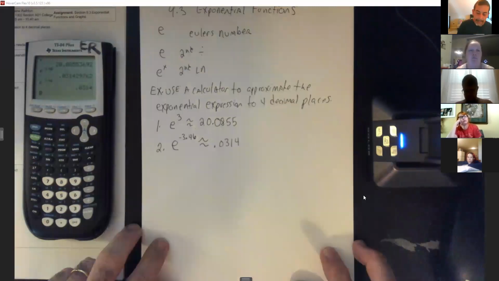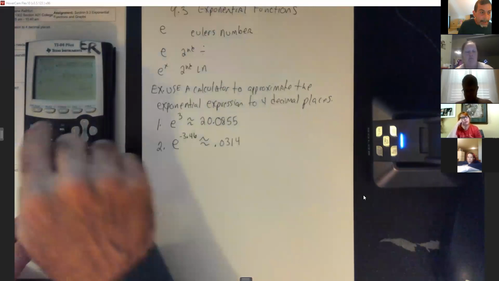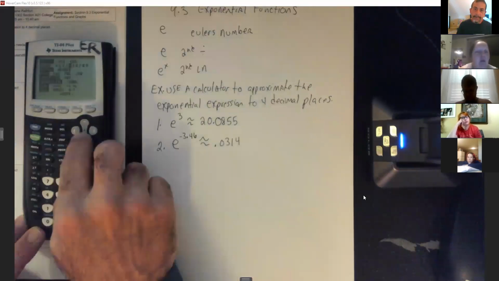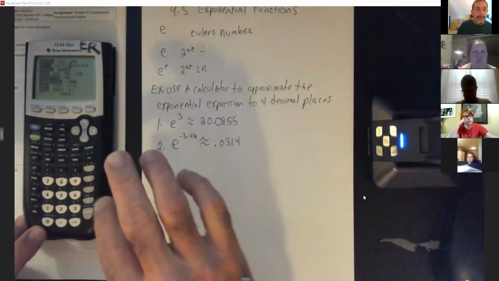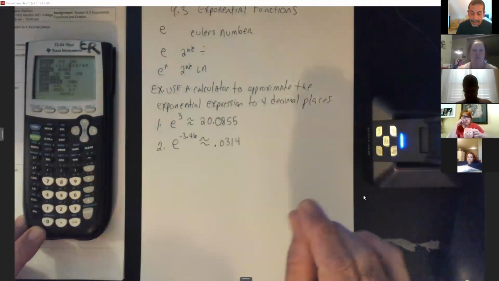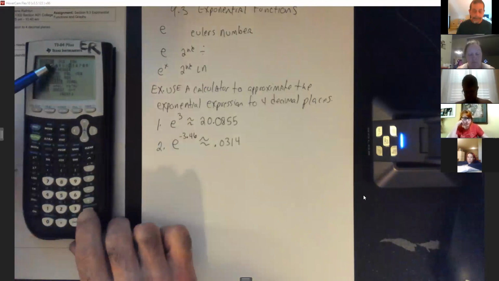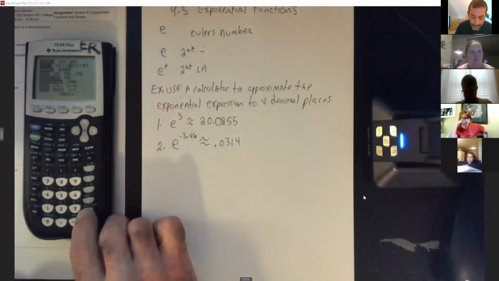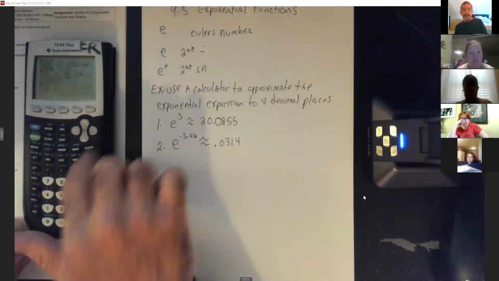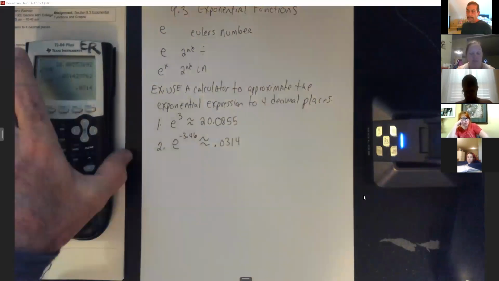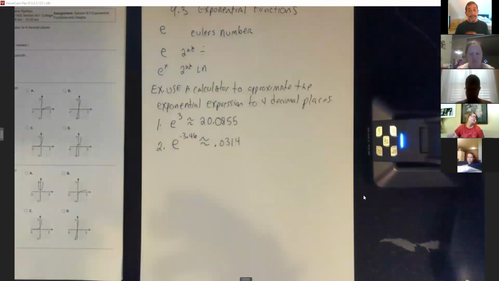Okay, so that's what that mode stuff is up here where it says float. Float will carry the decimal out as far as it needs, and then everything else is 0 decimal places, 1, 2, 3, and so on. So I'm going to set mine back on float now and then clear that screen. But yeah, you can set them modes on 4 and it will actually round it for you.